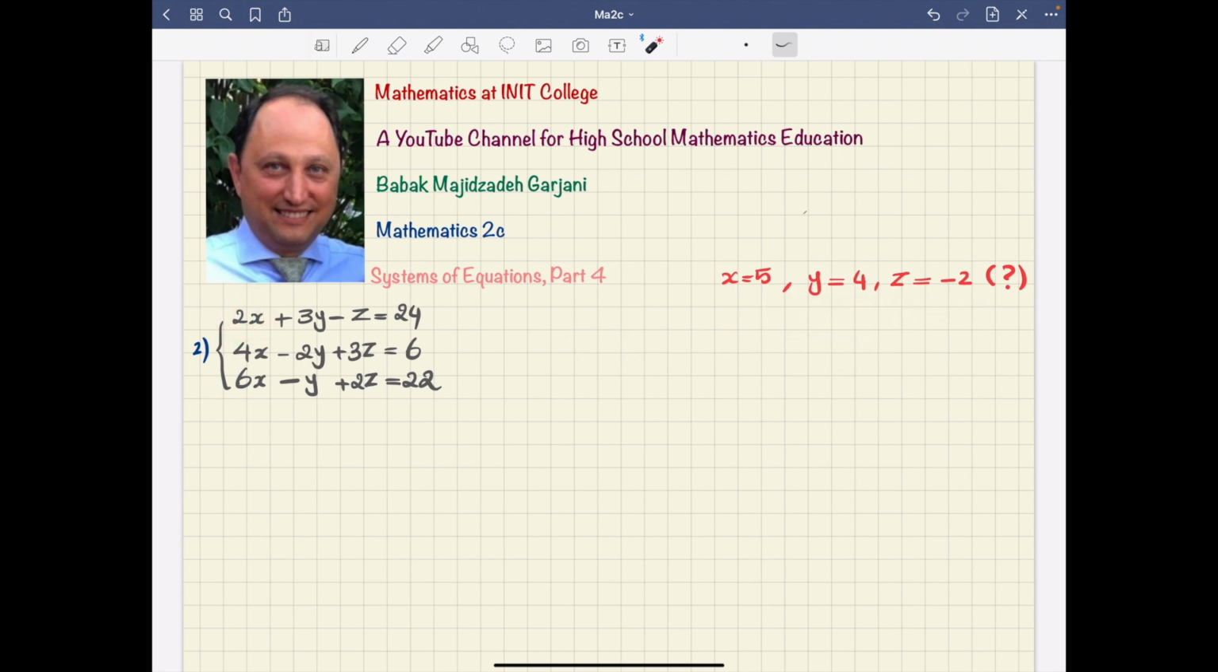So let us do this one. If I put x here, it becomes 20, minus 2y becomes minus 8, 3 times z is minus 6. Is it correct? Yes, because 20 minus 8 is 12, minus 6 is 6, so that's also correct. And then we check finally the last equation. 6 times 5 is 30, minus 4, minus 4 again. So it is also 22. So congratulations, that answer is correct.